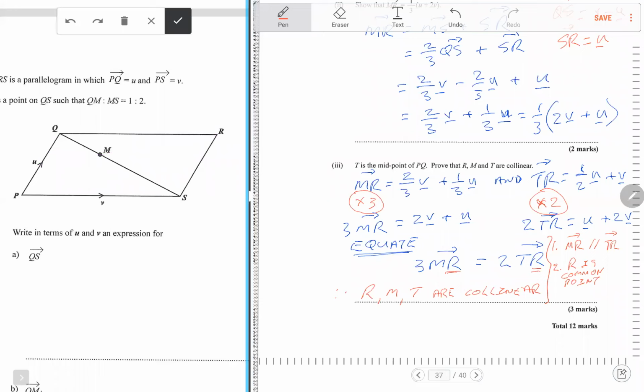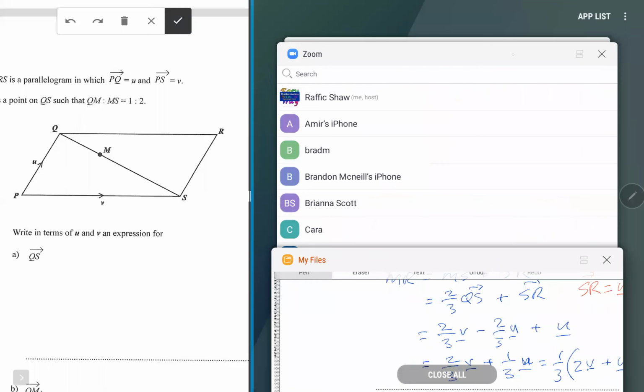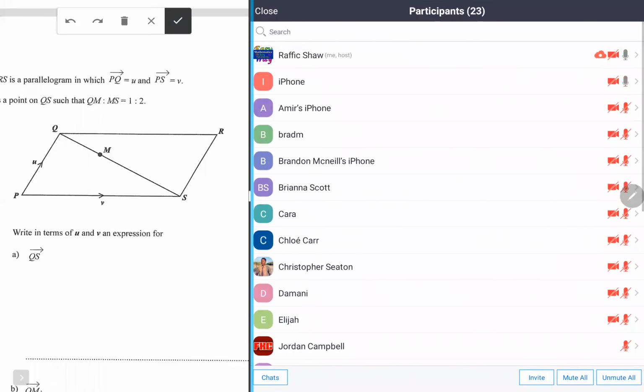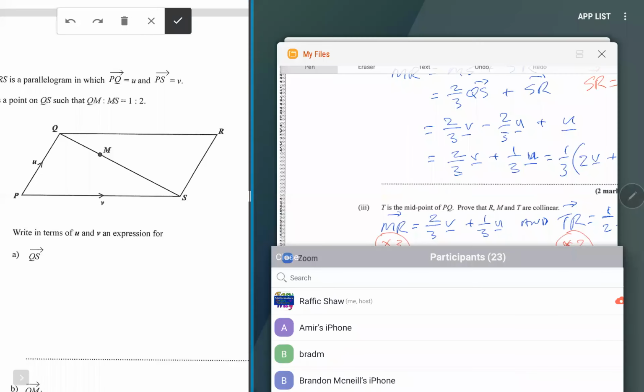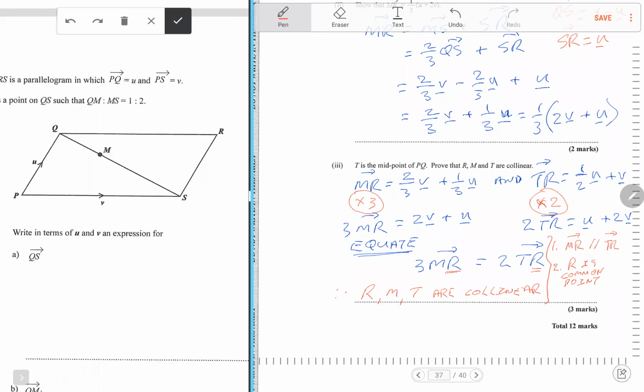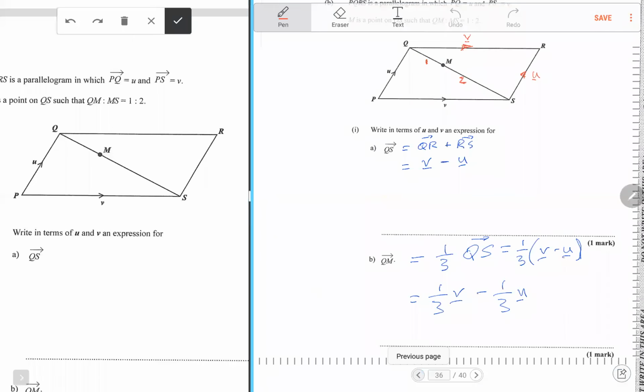Remember, if you don't understand something, you can just chime in right away and let me know. Guys, you need to mute your mics if you're not speaking. All right, so moving on now to question number 9, working backwards.